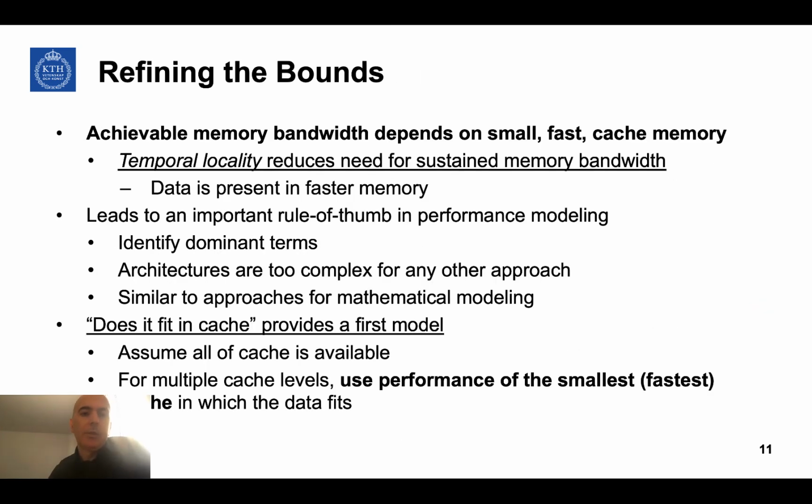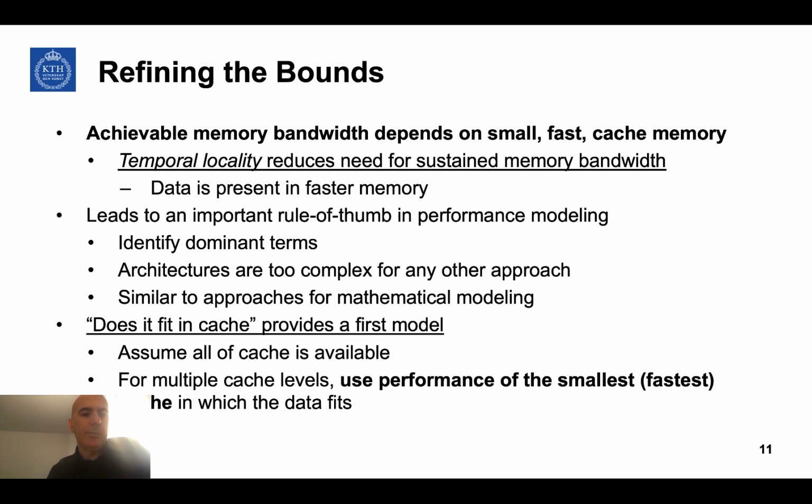So we can go back to our performance model. We now understand that achievable memory bandwidth strongly depends on small, fast cache memory. The temporal locality reduces the need for sustained memory bandwidth since the data is going to be present in the faster memory. So we saw in the matrix multiply example that the data for X was residing in cache. We basically didn't consider the cost of loading X from the main memory.